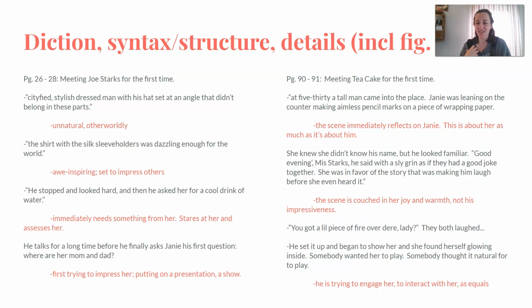She says she found herself glowing inside. Somebody wanted her to play. Someone thought it was natural, that word, natural, for her to play. He is trying to engage her. Joe Starks is trying to win her. Tea Cake is trying to engage her. He's trying to interact with her, to pull her out of her shell. It's as important to him as Janie's perception of him is. So all of this is mere evidence, right? But I could write a whole paper just about these two scenes because I have dialed deeply into the evidence.